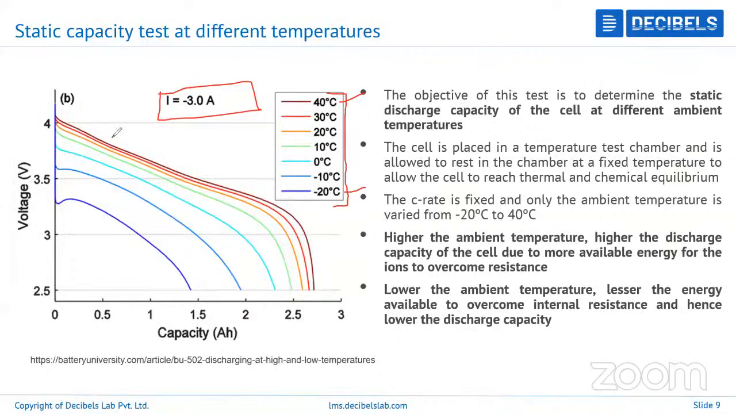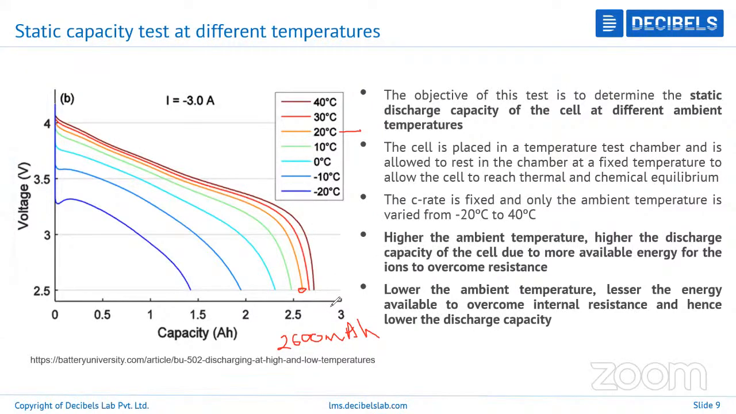Okay, so you can see here the effect of varying the ambient temperature on the discharge capacity of the cell. Okay, so here also it is performed on the same cell, a 2600 mAh cell. Okay, so here you can see at an ambient temperature of around 20 degrees Celsius, it is giving you very close to 2600 mAh, right? So this is the orange line. While if you increase the temperature, you can see that it's giving you beyond 2600 mAh. So why is that the case?